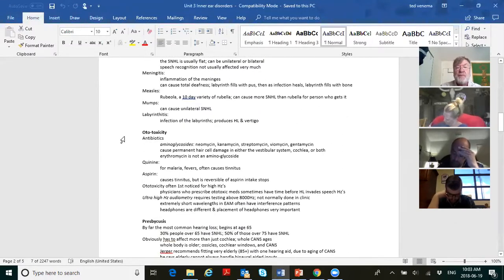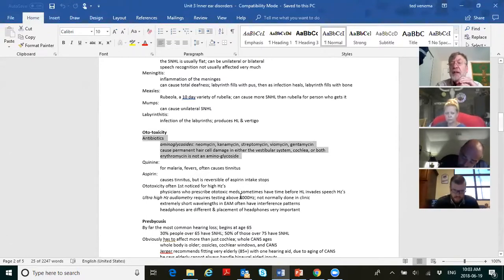Aminoglycosides. There's where it's all written down. Okay? They cause permanent hair cell damage in either the vestibular system or the cochlea or both. Okay? They were often given to people who had tuberculosis.